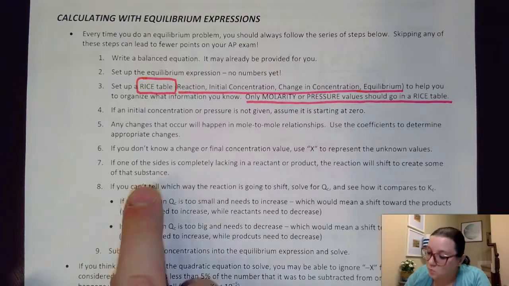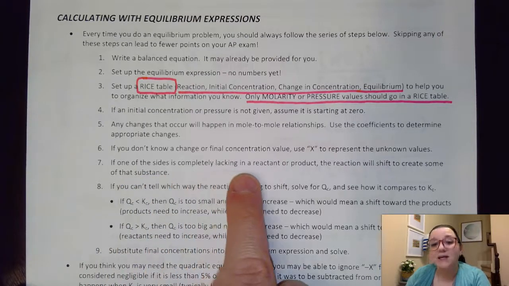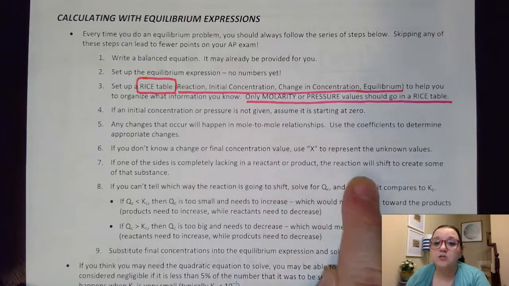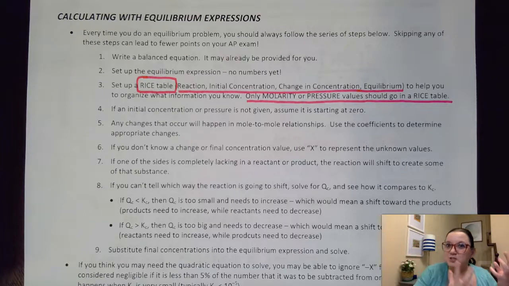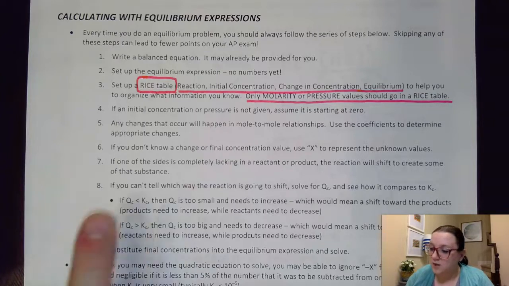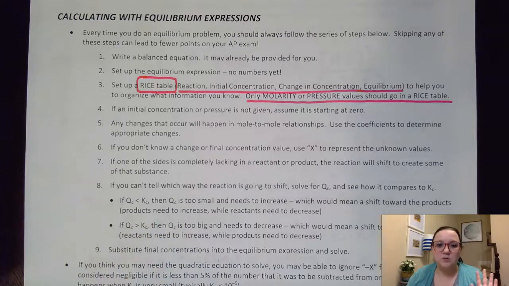Also, it says if one of the sides is completely lacking in a reactant or product, the reaction will shift to create some more of that substance. So let's say we're starting off with all reactants and there's no products. Well, obviously some of those reactants are going to need to shift to the product side for that reaction to take place. Now, if we aren't given a side that has nothing available, then we might have to do a little bit of extra work to figure out how that reaction is shifting. And that's something that we're going to conquer in another video. So step 8 here is something that we're going to do later on.